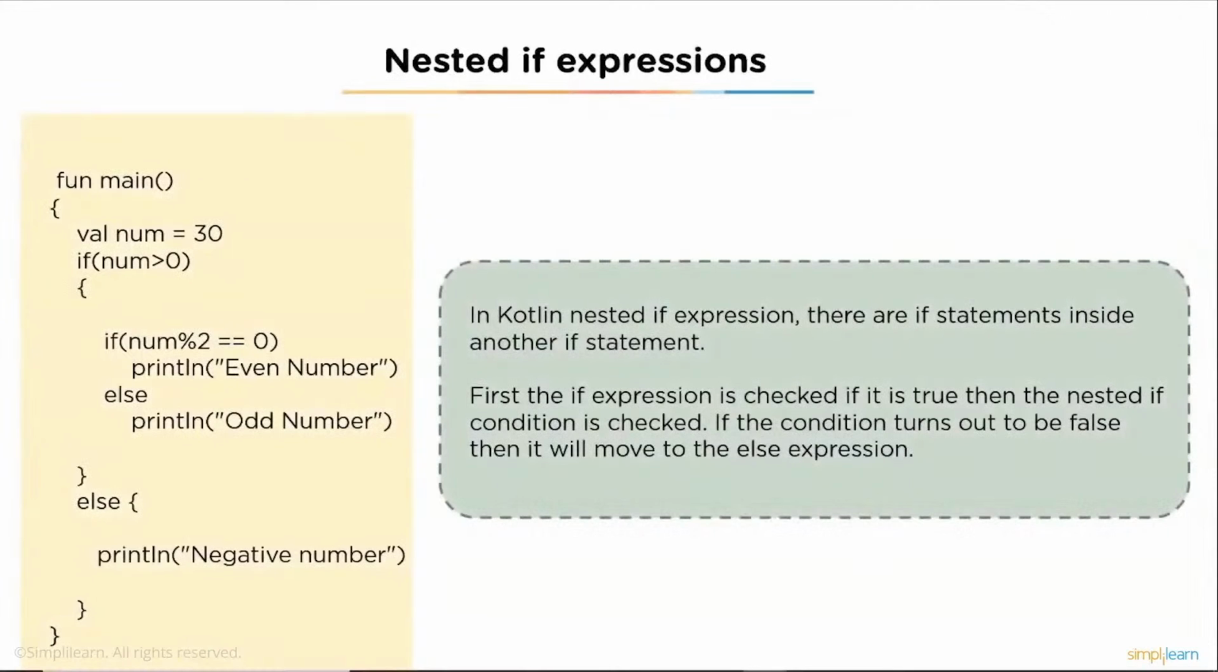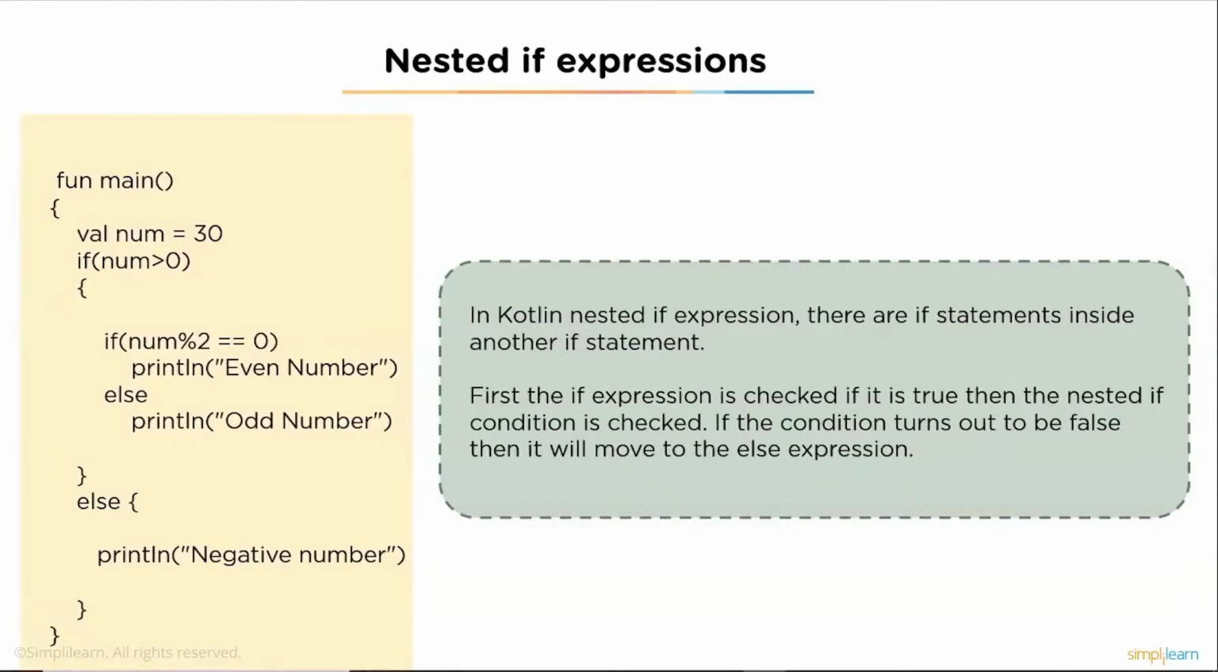In a Kotlin nested if expression, there are if statements inside another if statement. First, the if statement is checked. If it is true, then the nested if condition is checked. If the condition turns out to be false, then it will move to the else expression.